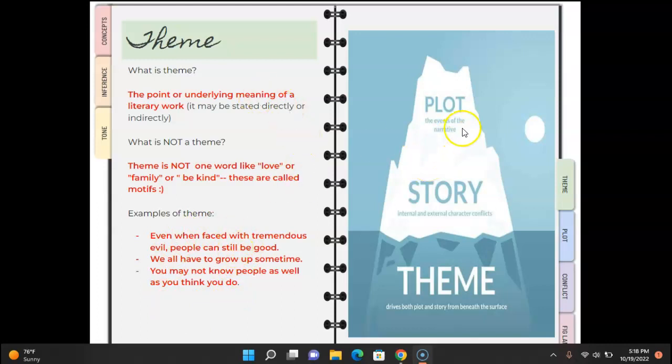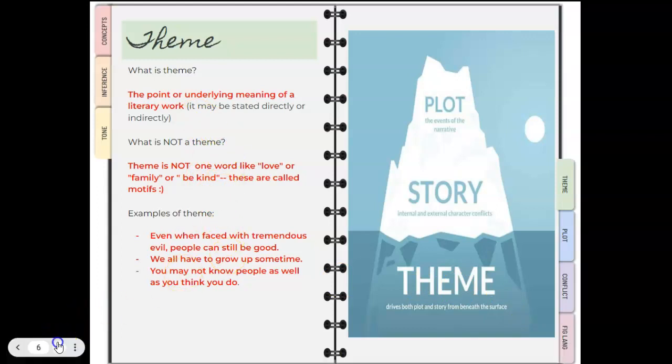Awesome. Over here on the side, you can see what we call the theme iceberg. Up at the top, we have plot, which we'll be talking about here in a moment, and that's what's happening in the story. But underneath the surface, that we don't necessarily see unless we were to go underwater, is the theme. The theme, as it says, drives both plot and story from beneath the surface. It's that underlying meaning. Once you have those red pieces filled in, you can go ahead and continue the lecture.